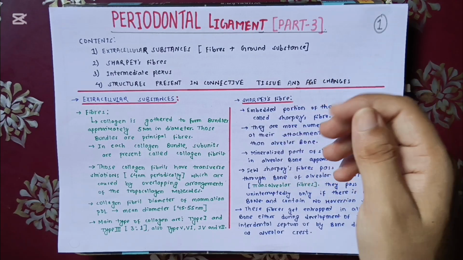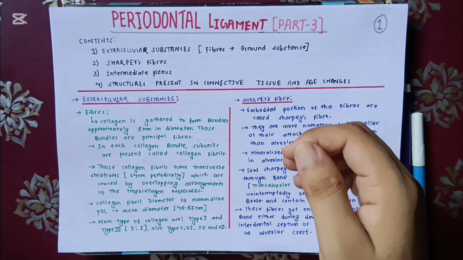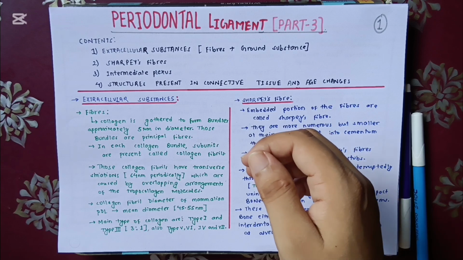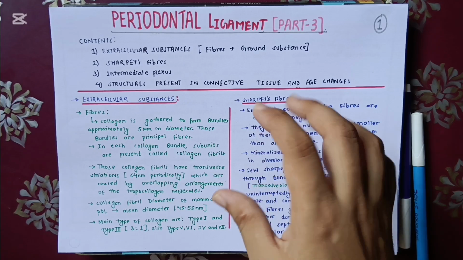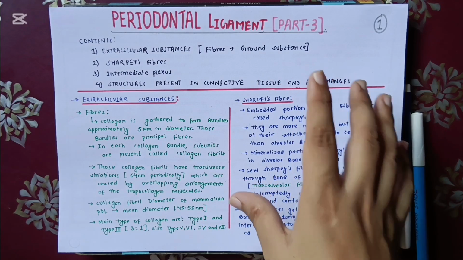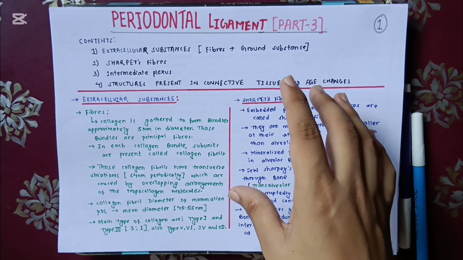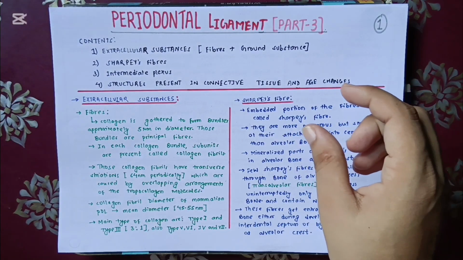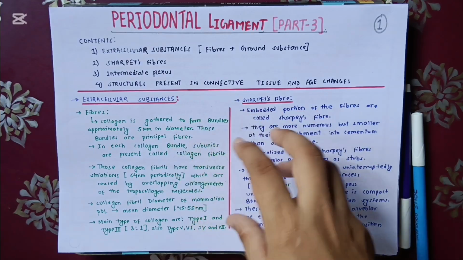So this is our part 3 video of the periodontal ligament, and in this video we will be covering the remaining topics of this chapter. In the part 2 video of the periodontal ligament, we discussed the different kinds of cells that are present in the periodontal ligament. In the first part of the second video we discussed the composition. We studied the flow chart of the composition of the periodontal ligament, and among the composition we just discussed the cells. We left another portion, the extracellular substance, for the next video, and we will be discussing that extracellular substance in today's video.